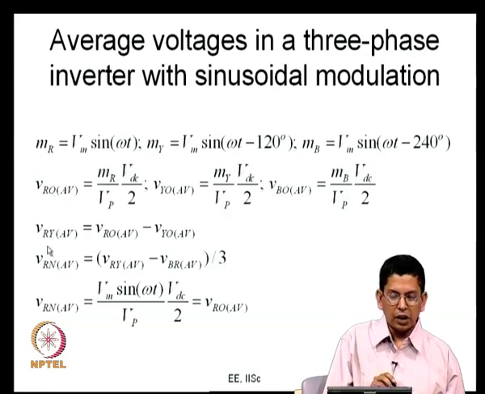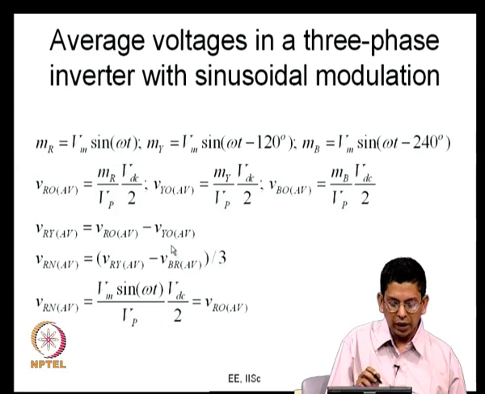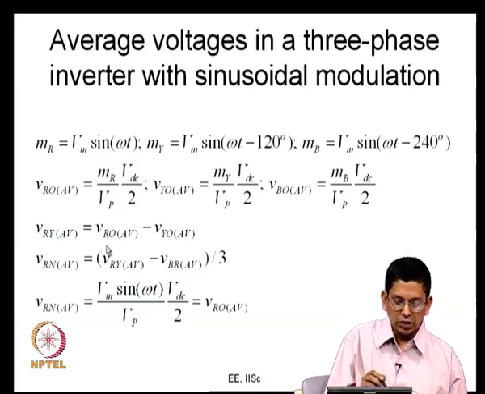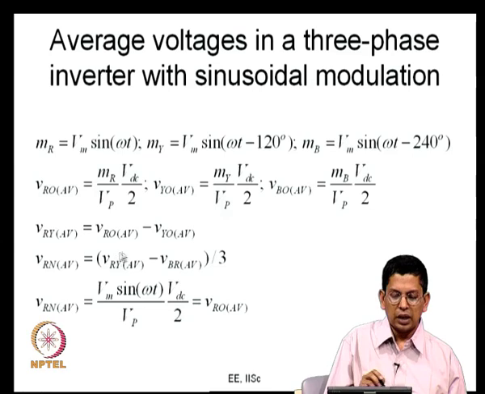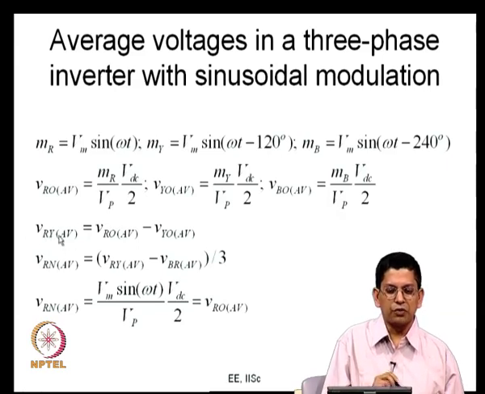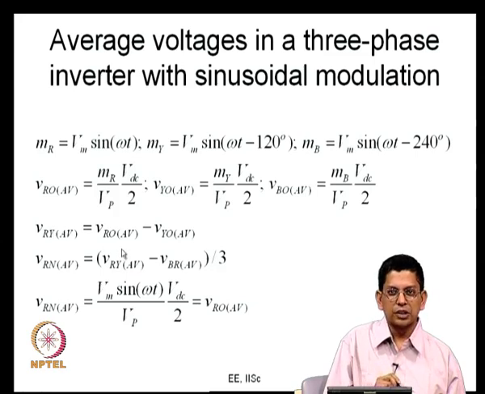Let us say we have VRY average, the average line to line voltage. Now, what is average line to line voltage? This VRY average is VRO average minus VYO average. It is very simple. If you take the instantaneous quantity, VRY is equal to VRO minus VYO, right. So, in the same way VRY average is equal to VRO average minus VYO average. You subtract those two quantities, you get VRY average. Now, the first quantity is sinusoidal, the second quantity is also sinusoidal, and they are of the same frequency, they only have a phase difference. So, you will get another sinusoidal quantity of the same frequency, VRY average, but its amplitude will be root 3 times the amplitude of VRO average. That is what you have now.